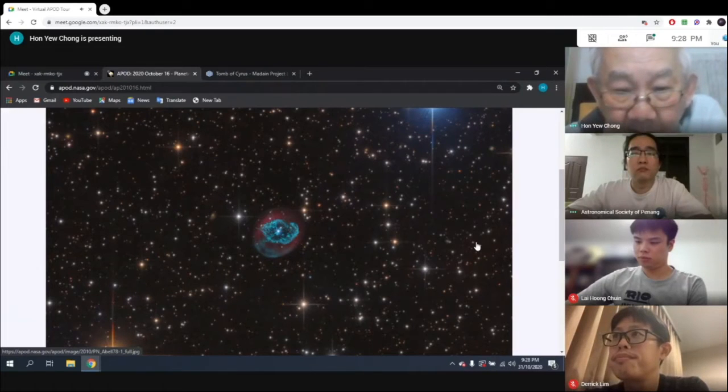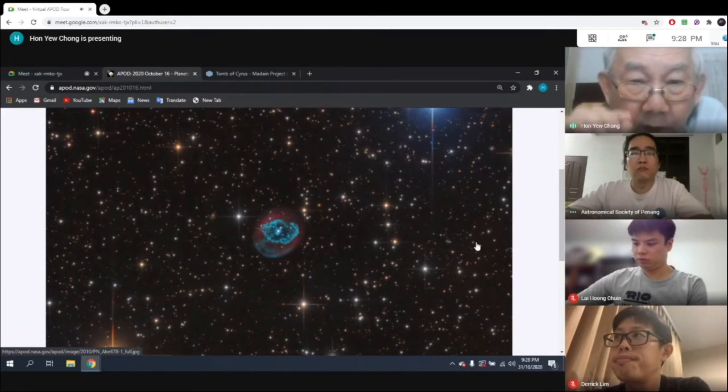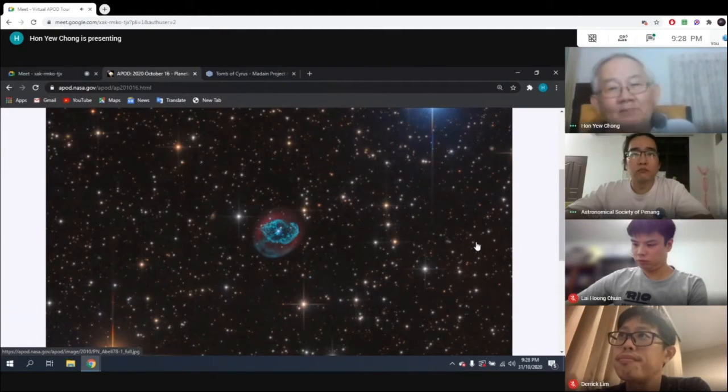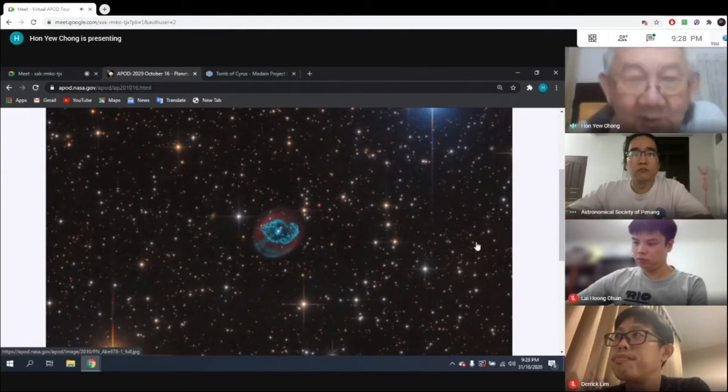The green, surprisingly, is hydrogen, and the red is sulfur. So by studying the different colors of the nebula, we know what elements are in the nebula giving off what lines. And we know that every single element on the Earth's surface and in the universe has a lot of lines.